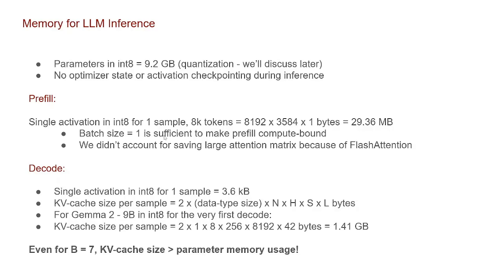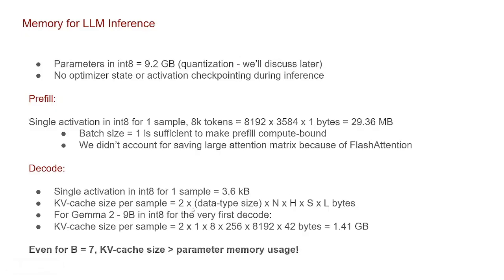And we can assume batch size even to be 1, because that's enough here to make the prefill compute bound. We didn't take into account the larger memory which would be required for the attention matrix, because that is not materialized in the HBM because of flash attention. For the decode stage, for one sample, the activation needed is tiny, 3.6 KB. So it's basically 1 times 3584 times 1 bytes.